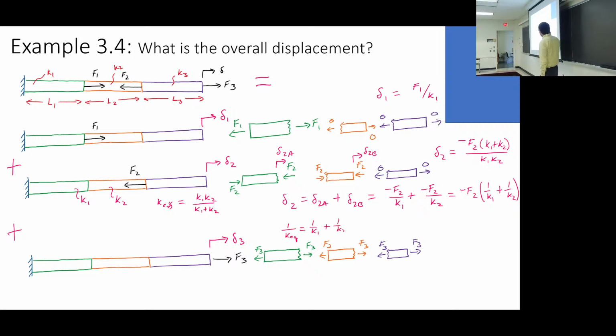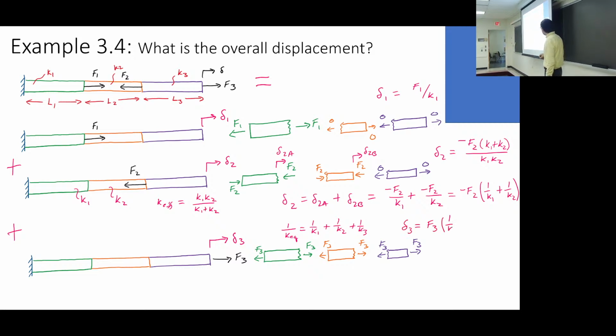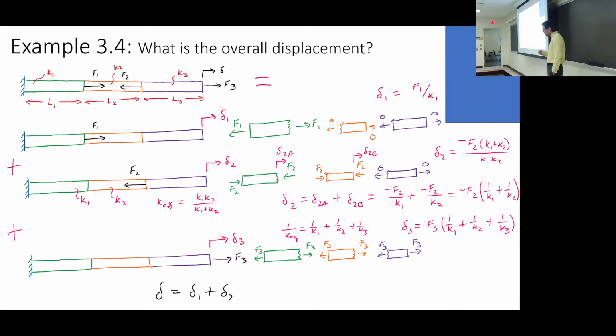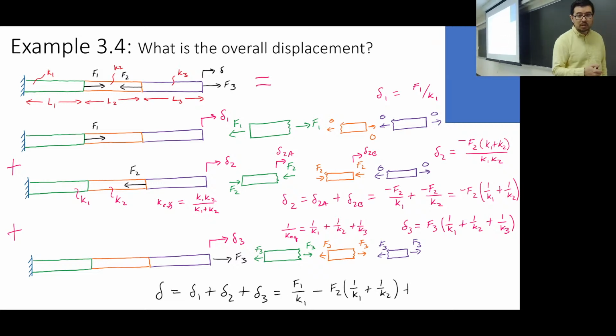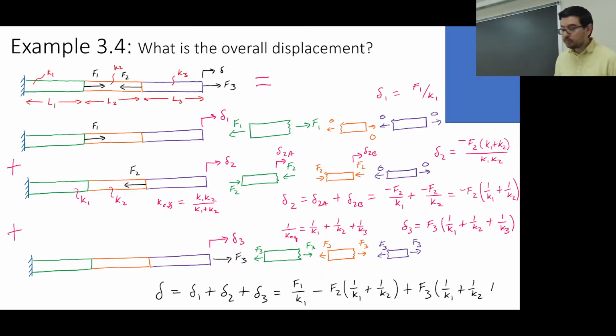But we need to figure out the equivalent spring constant here. So it's going to be 1 over k equivalent: this is 1 over k1, this is 1 over k2, this is 1 over k3. The overall displacement, like we said at the beginning of the problem, will be the superposition of these, so delta 1 plus delta 2 plus delta 3, where delta 1 is the displacement due to force 1, delta 2 is the displacement due to force 2, delta 3 is the displacement due to force 3.